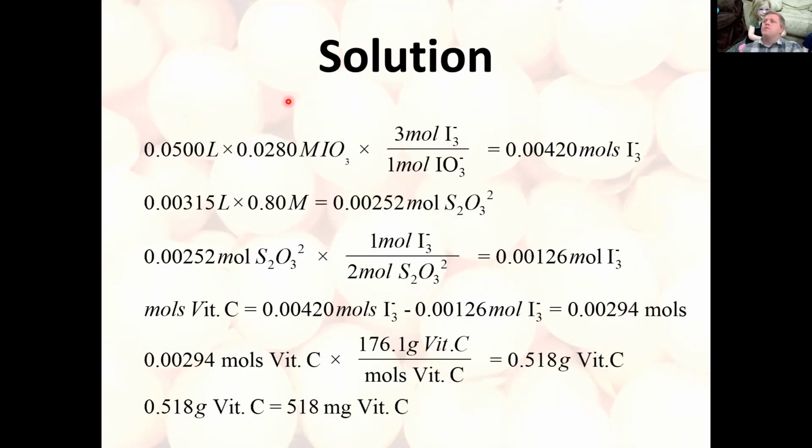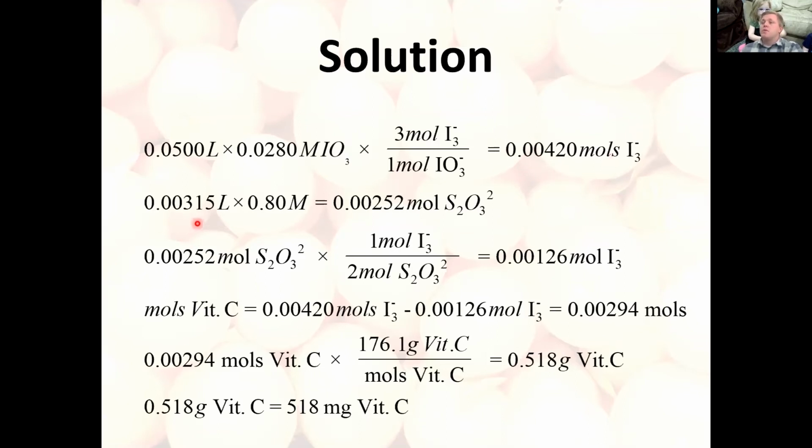All right, and here's how we will work through this problem. We know we added 50 mL of the KIO3 solution. We know the concentration of that, but we need to know the number of moles of I3 minus that are formed. So we'll take the concentration of the KIO3, multiply it by this 50 mL, convert it to liters, and we'll multiply that by the ratio between the I3 minus and the IO3 minus, which is a 3-to-1. So that will give us a total of 0.00420 moles of I3 minus.